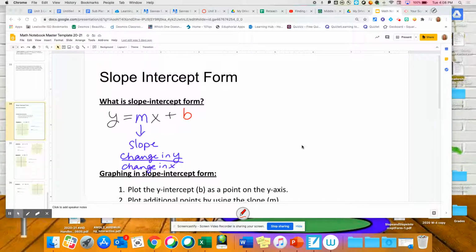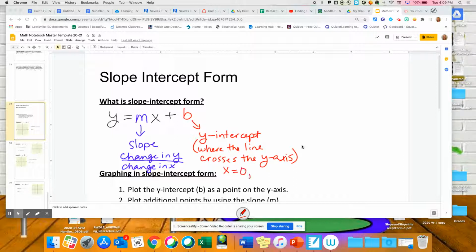This part you have already done. We did this all first half of the unit. The new part of this is the b, which is the y-intercept. The y-intercept just means where the line crosses the y-axis. So essentially it means x will equal 0, and then y will equal b, whatever that number is going to be.